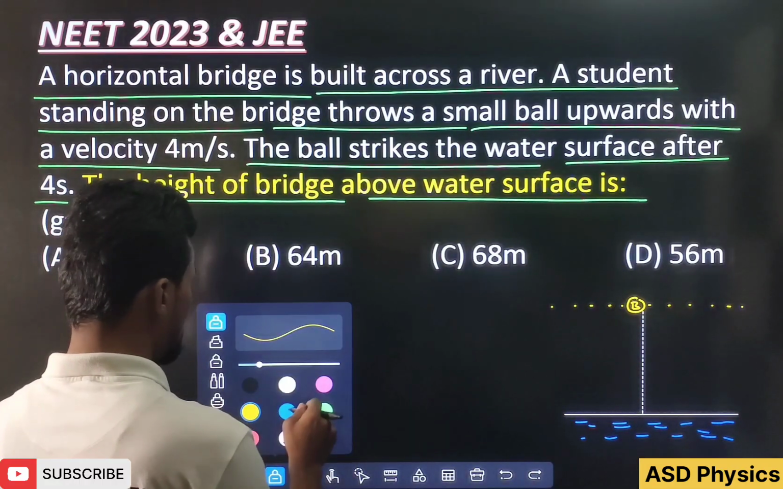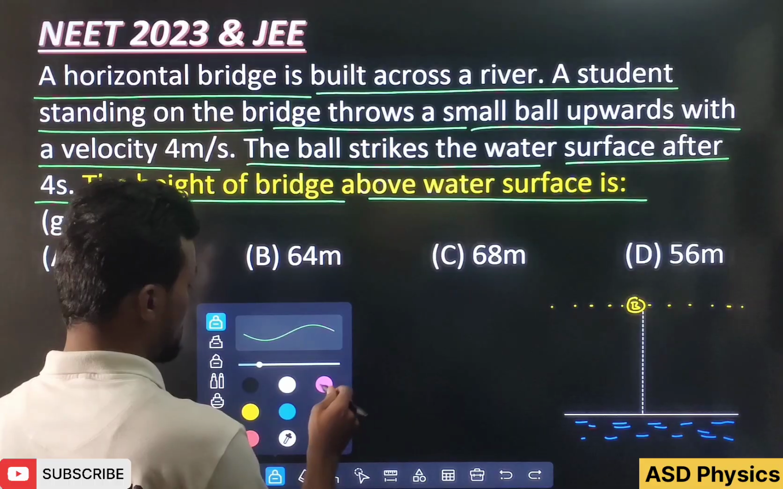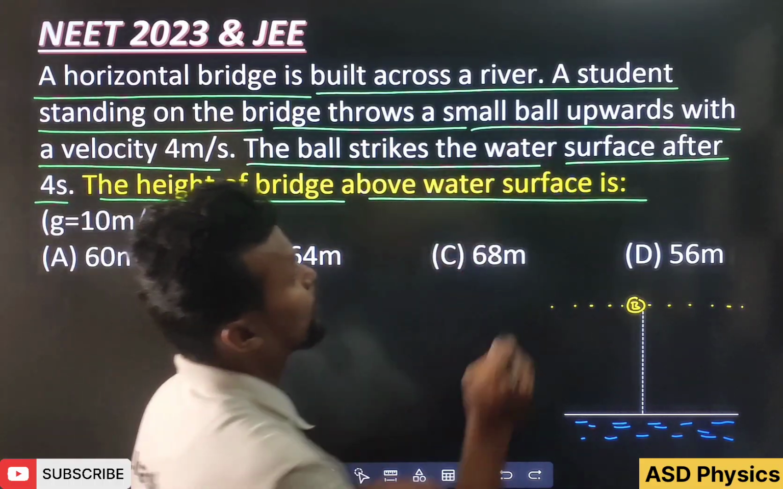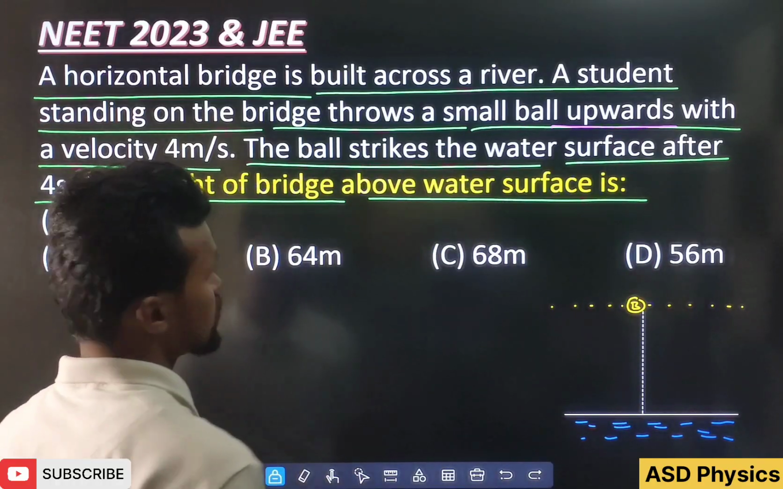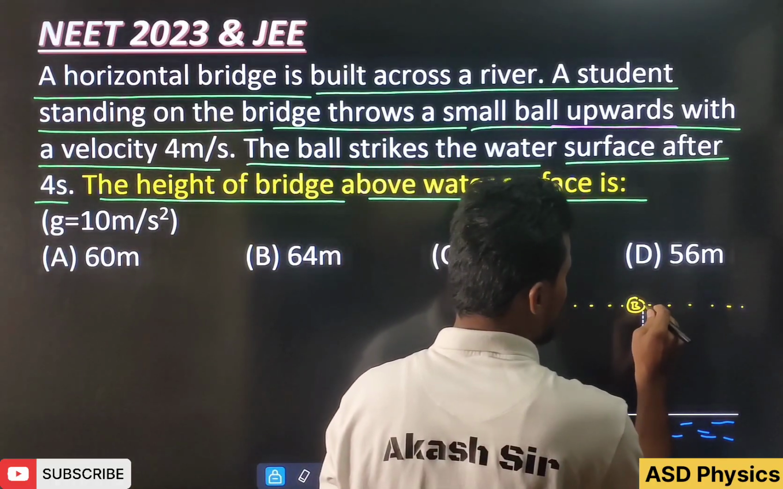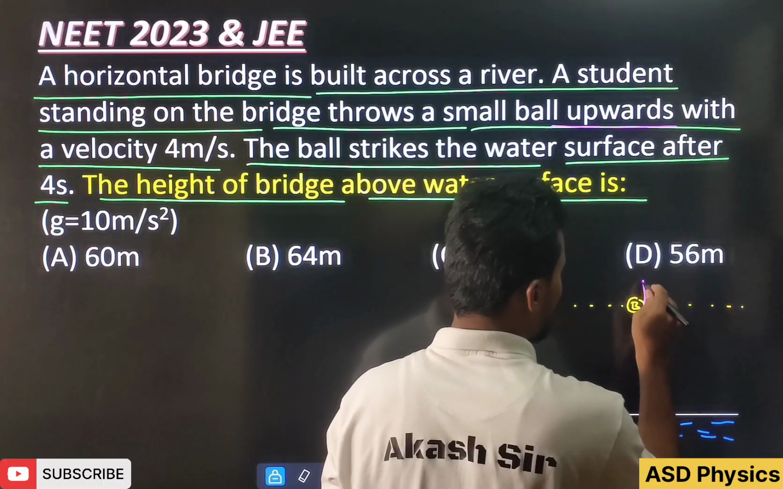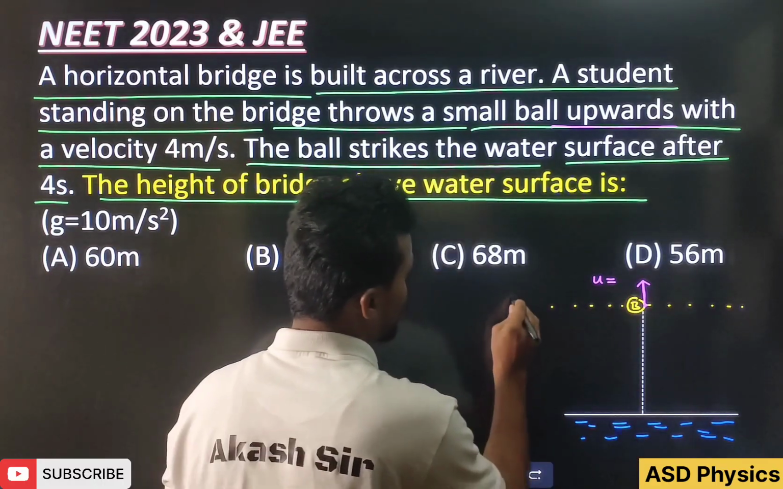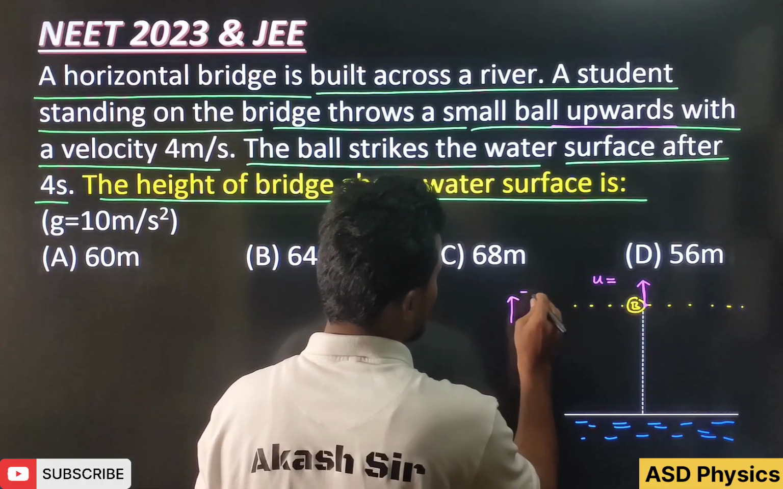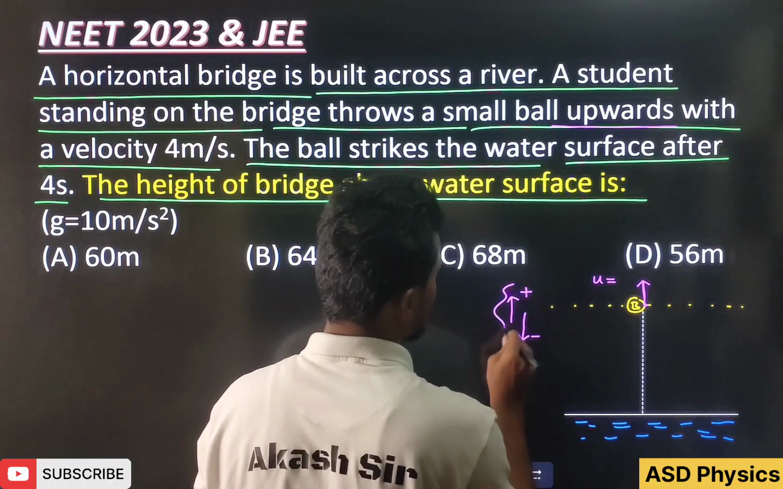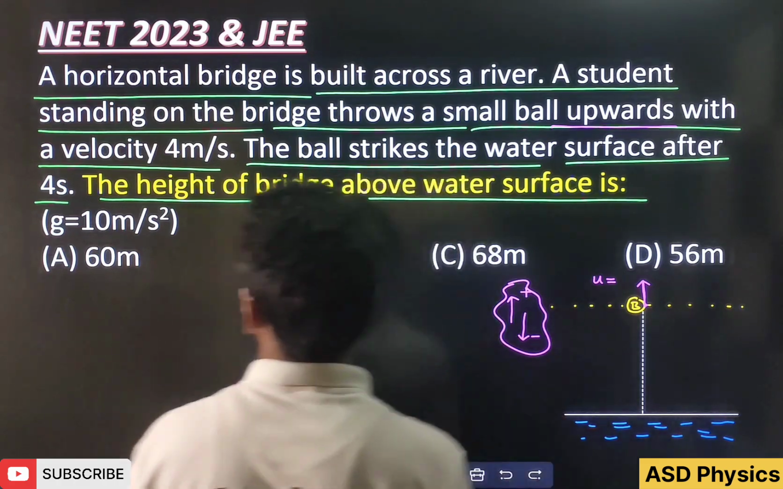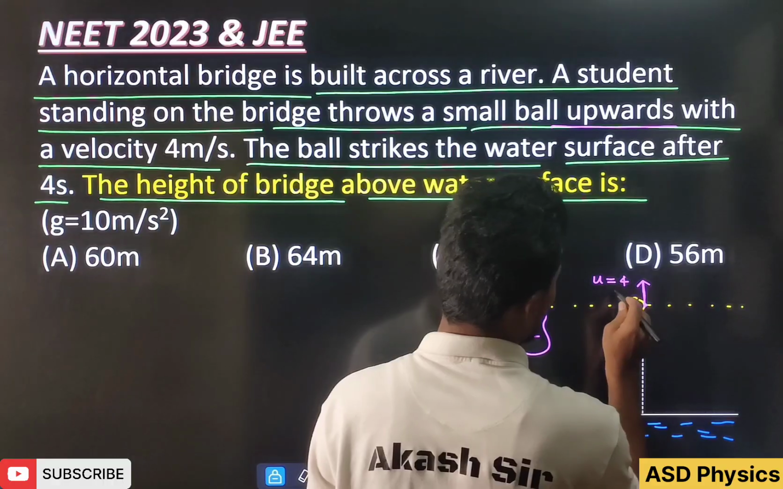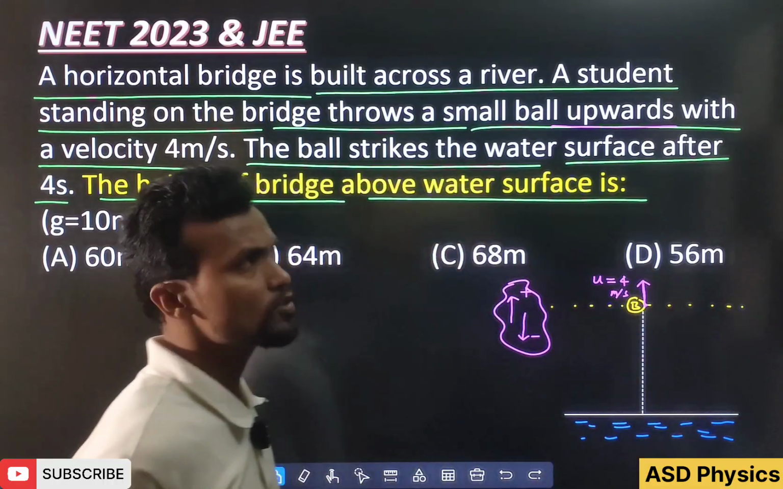Now let's indicate the things. A student throws a ball upward with a velocity of 4 meters per second. From here this student is standing, and he has thrown the ball upward with velocity u. The sign convention I will use is upward plus, downward minus. Throwing upward, u is plus 4 meters per second.